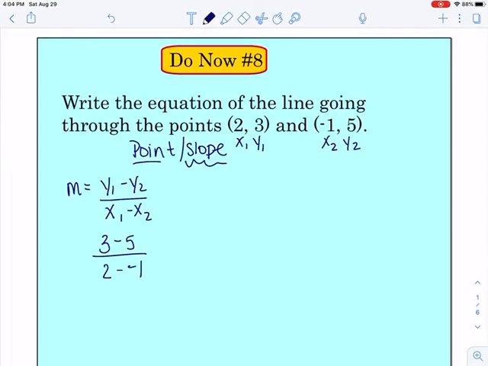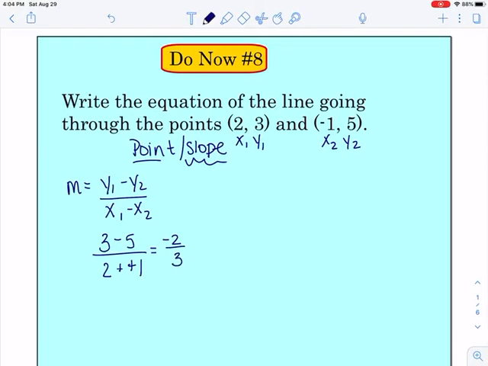So on the top, 3 minus 5, total opposite. 3 minus 5 is going to be a negative 2. And on the bottom, keep change, add the opposite. However you want to look at it, it should give you a positive 3. So the slope of your line is going to be negative 2 over 3.